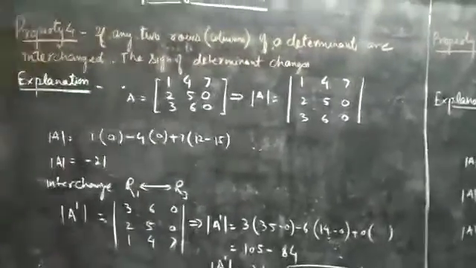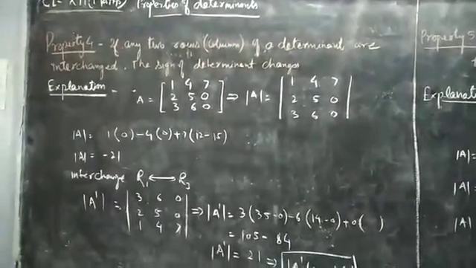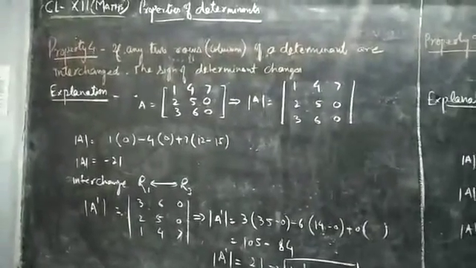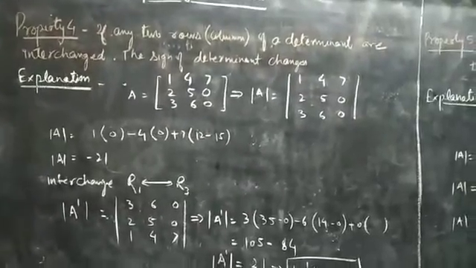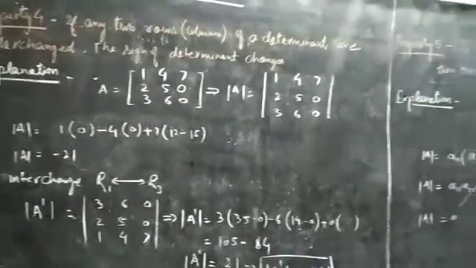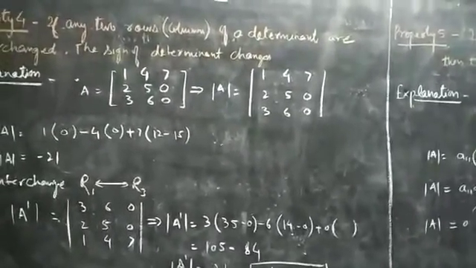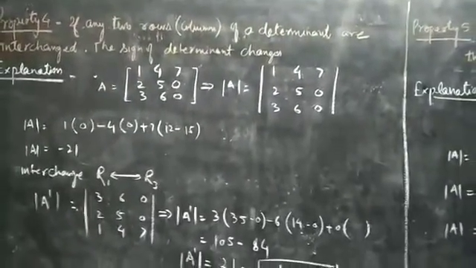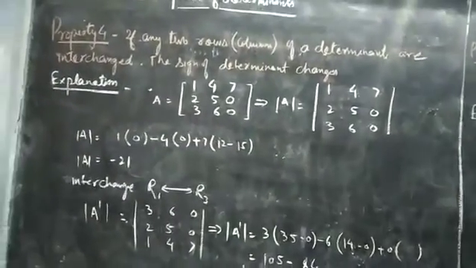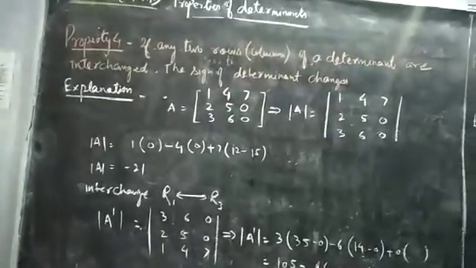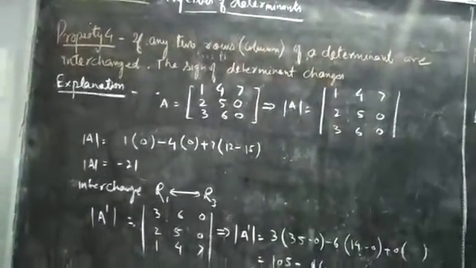When we interchange the first row and third row, then the other determinant A dash will be [3 6 0; 2 5 0; 1 4 7]. The value of this determinant is equal to 21. Therefore, on interchange, only the sign of the value is changed. So it is clear that if any two rows or columns of a determinant are interchanged, the sign will be changed.